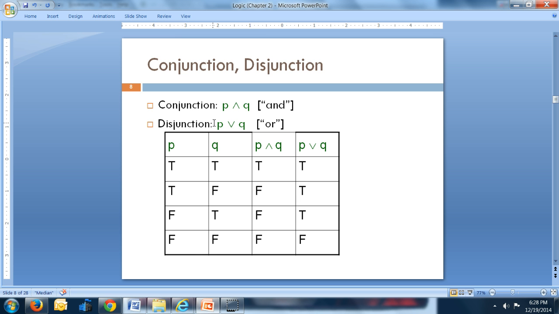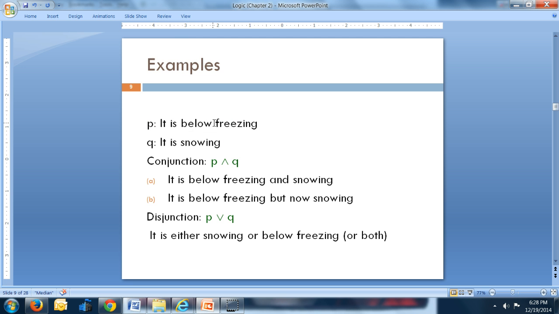Versus the or. P or Q is true if both of them are true, it is true if one of them is true, and it is false only when both of them are false. Now that is the truth table for the and and for the or.